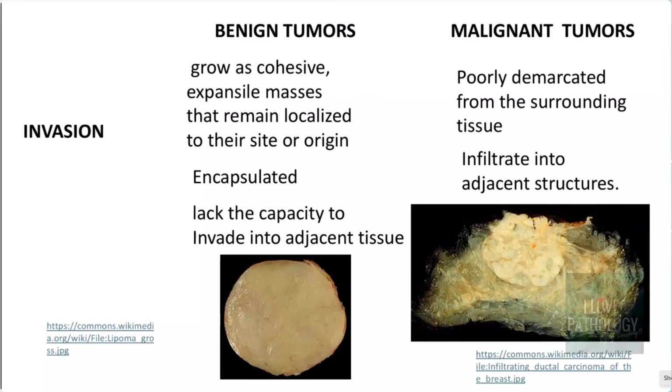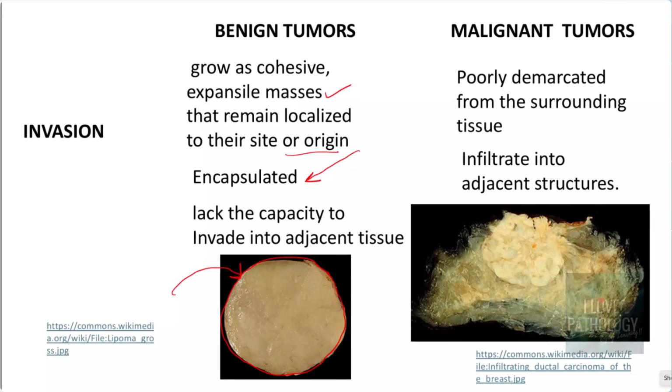Moving on to invasion. Now, what is this invasion? Invasion into the adjacent tissue. Almost all benign tumors grow as cohesive expansile masses. They remain localized to their site of origin. And while growing, they compress the adjacent structures, adjacent fibrous tissue, and form a capsule. And that's why most benign tumors are well encapsulated tumors. This is an example of a well encapsulated benign tumor of adipose tissue, which is called a lipoma. The surrounding tissue is compressed to form a fibrous capsule, that is, well encapsulated.